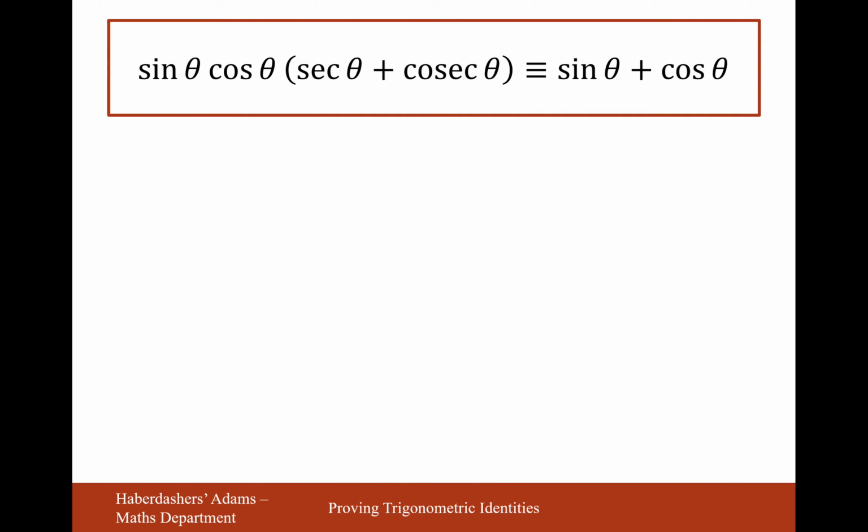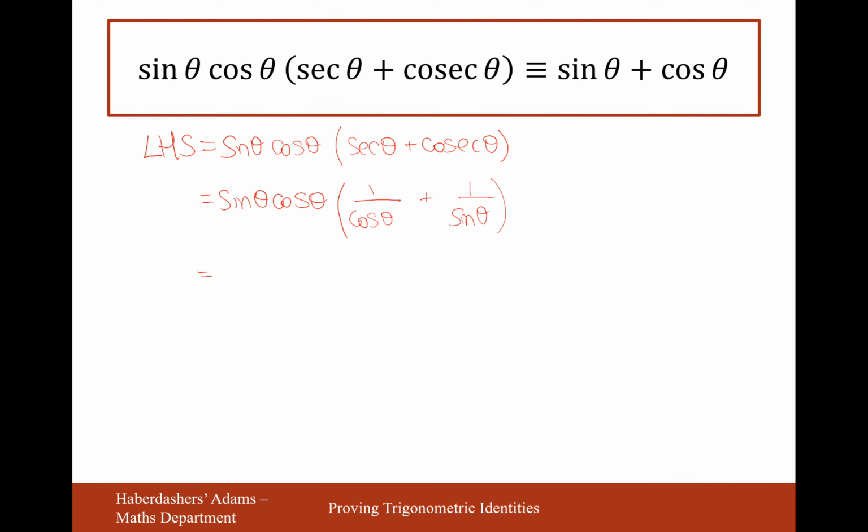Right then, let's have a look at this one now. So it's sine theta cos theta bracket sec theta plus cosec theta is identical to sine theta plus cos theta. So which one is the more difficult side? I think the left hand side in this case is more difficult. So this is equal to sine theta cos theta bracket sec theta plus cosec theta. Okay, so let's now expand the brackets. In fact, what we'll do first is consider writing sec theta and cosec theta as their reciprocals. So it's going to be 1 over cos plus 1 over sine.